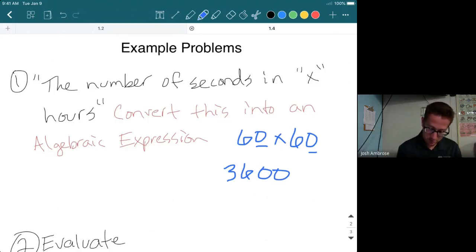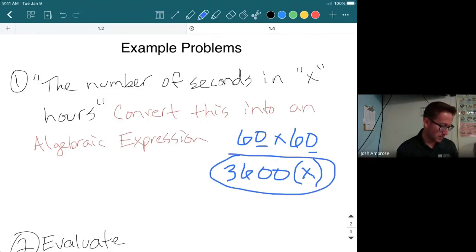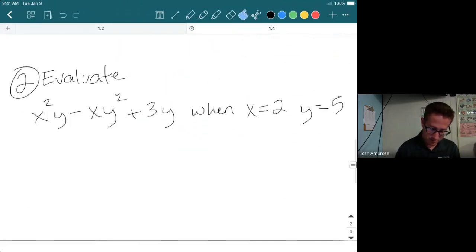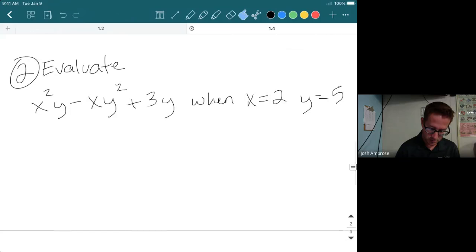And so our expression would simply be 3,600 multiplied by x, because it said x hours. So that's all we're looking at here, all right? This is our algebraic expression, 3,600 multiplied by x. That's the algebraic expression from the sentence given. All right, so let's take a look at example number 2 here.